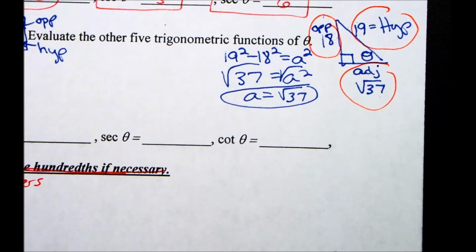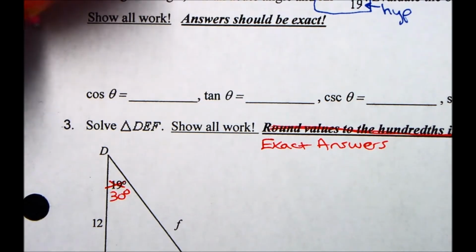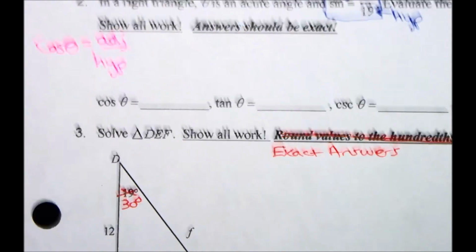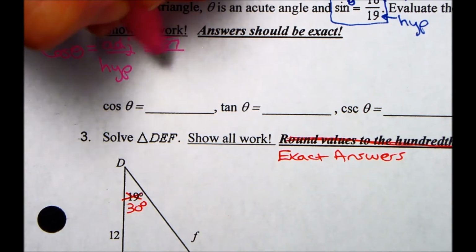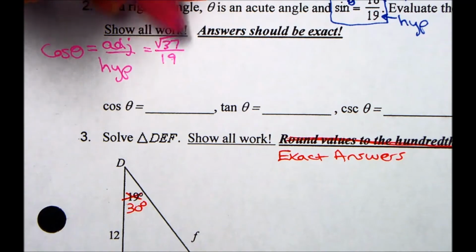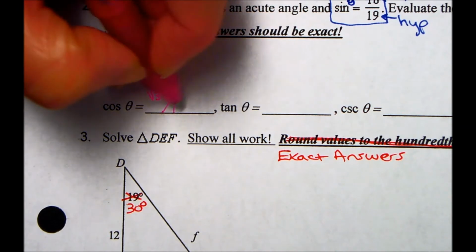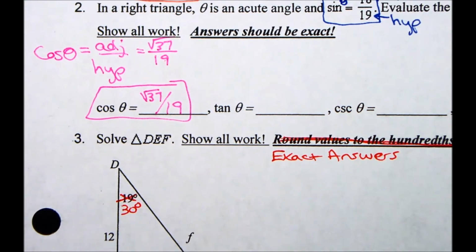Okay, so let's go back over here to cosine. So cosine theta equals the adjacent over the hypotenuse. Your adjacent is the square root of 37. The hypotenuse is 19. There's no simplifying to do there. There's no rationalizing the denominator because it's in the numerator. So we can just write down the square root of 37 over 19. Again, we want exact values, no decimals allowed.